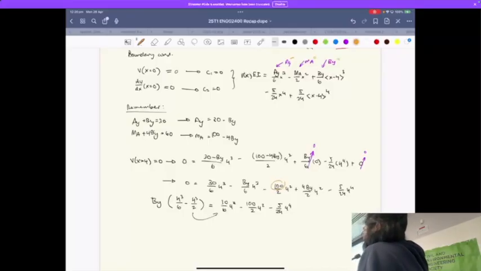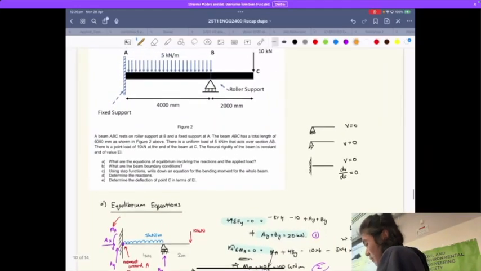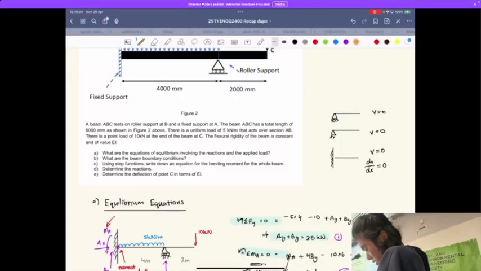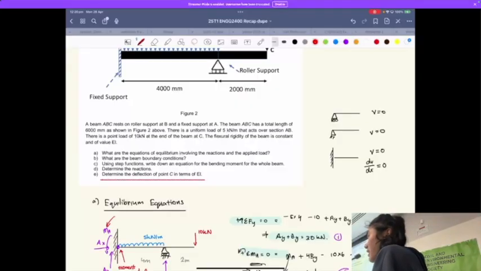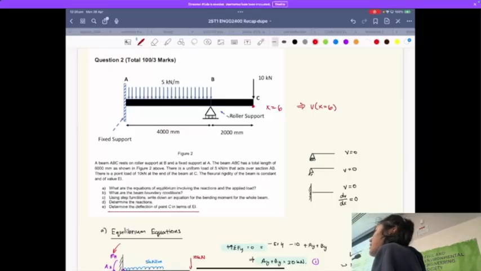And then you would sub in whatever you're interested in. So you just have to look back at the question again. I know I haven't really been looking at the question, but your last question is to determine the deflection at point C in terms of EI. You'll notice that C is at x is equal to 6, so you would plug in Vx equal to 6, and then you would find the deflection at the very end.